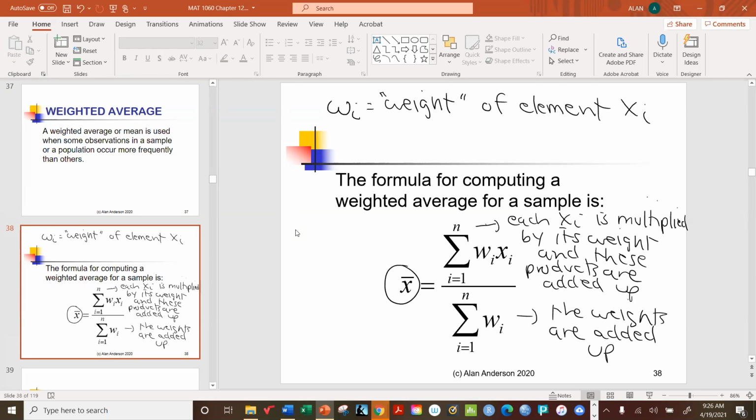And of course, you notice here we're using X bar because this is a sample that we're looking at. So it's a mean, it's still a mean. It's a different kind of mean, but it's still a mean. So we're going to continue to use the notation X bar to represent the weighted average or weighted mean of a sample.